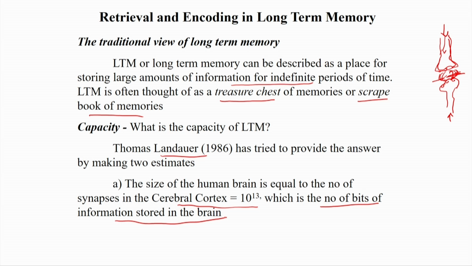Now another estimate was made that there are 10 to the power 20 bits of information, which is the number of neural transmissions made in an average human lifetime. This deduction is made on the basis of the life of human beings and the life of a neuron, and through computational calculations it is estimated that 10 to the power 20 bits of information pass from one neuron to another, that is, the number of connections the neurons make. And so this is the kind of capacity of LTM.